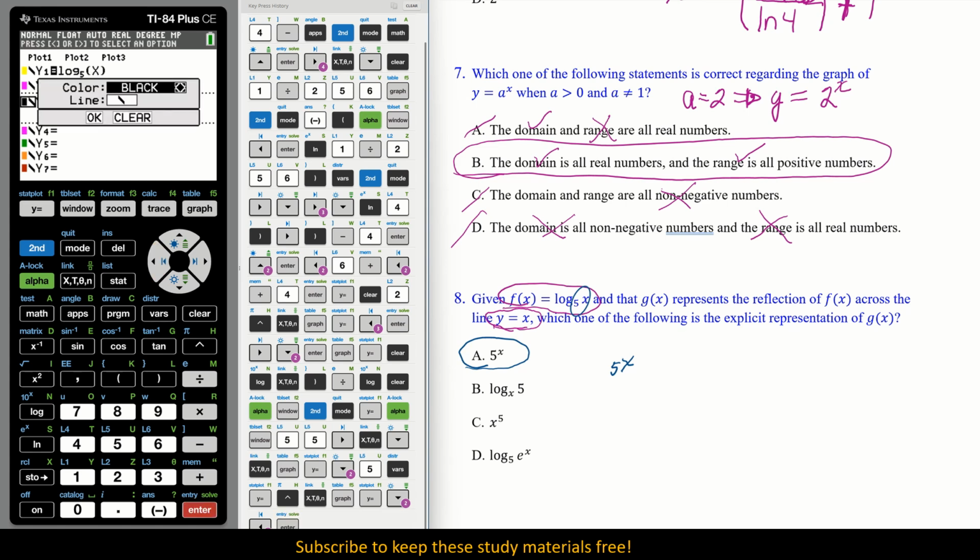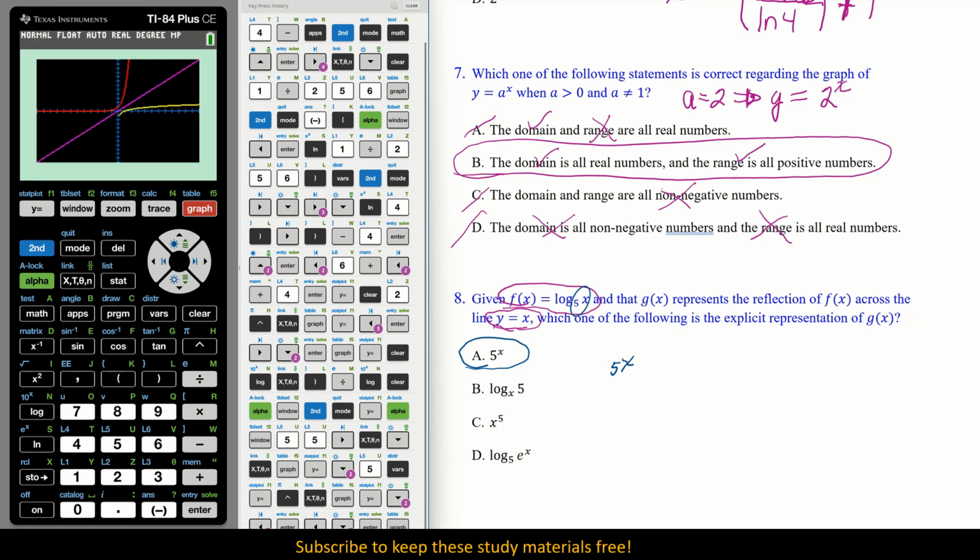I have it highlighted. You notice I went over and highlighted. Black is not a good color on a black screen. Let's use that red. Okay, so let's go down. Let's use red. All right, go to OK and enter. And now let's graph. There we go.